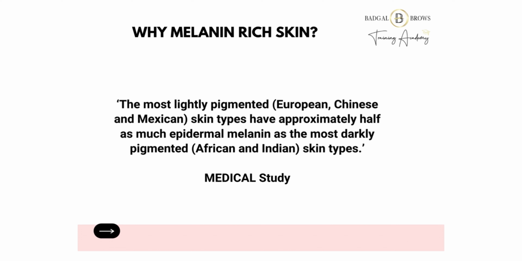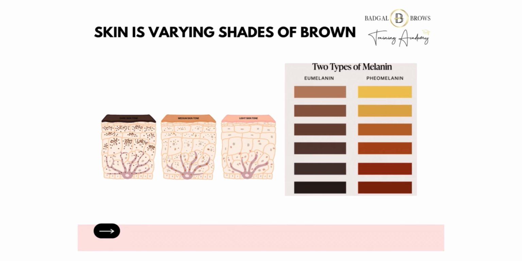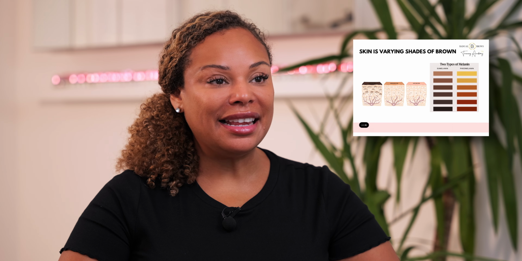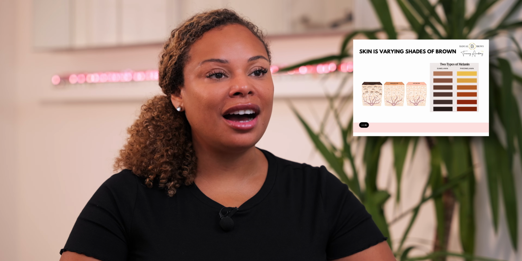Why melanin rich skin? The reason we call it melanin rich skin is because there is more melanin actually in the skin. We have two types of melanin and I'm going to talk a little bit about those later on. So the skin is varying shades of brown, and the brown is made up of pheomelanin and eumelanin, as you can see on the screen. The more eumelanin in the skin, the darker the skin.